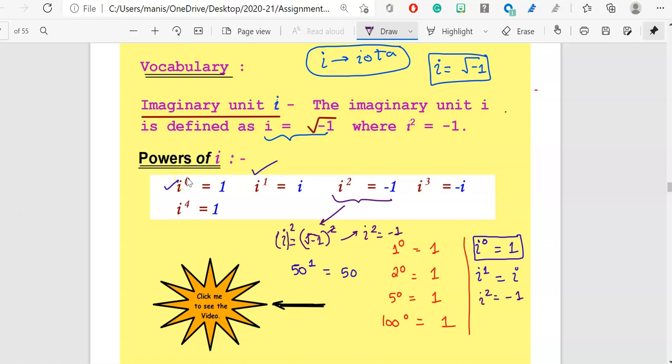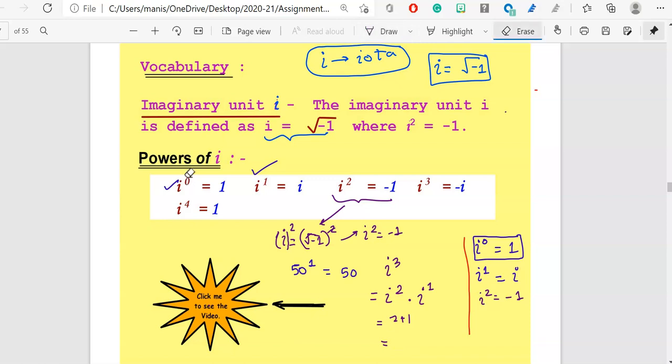Alright, let's go to the next one. Let me erase all of this information so I can write some more. Now the next one is i to the power 3, which is -i. I can write i to the power 3 as i squared times i. Because if I write it like this, it means i to the power 1, and by using the law of exponents I can add these two: 2 plus 1 gives i to the power 3.